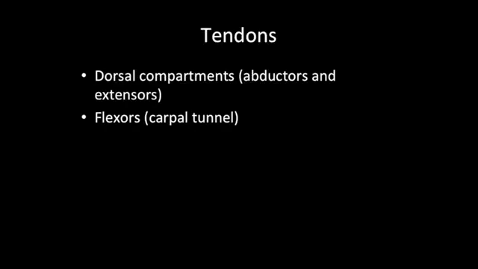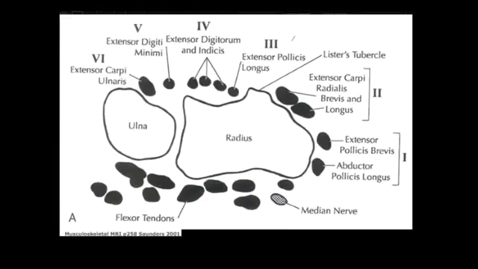Dorsally, we have the dorsal compartments that contain the thumb abductors and extensors, as well as the extensors of the fingers. Along the volar aspect, we have our flexor tendons, which are mostly contained within the carpal tunnel. In this useful diagram from Musculoskeletal MRI, published by Saunders in 2001, we can nicely see the 6 dorsal compartments and their associated tendons. This is the radius, this is the ulna, this is lateral, this is medial, this is the area of the distal radioulnar joint.